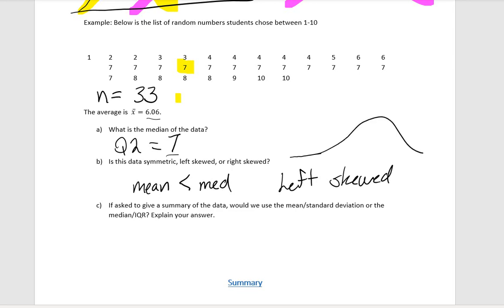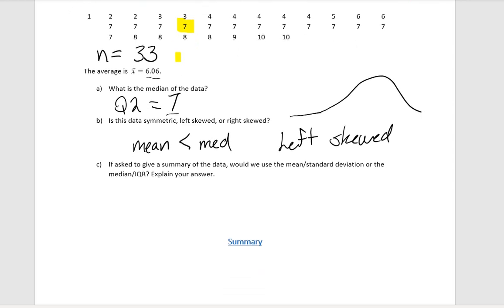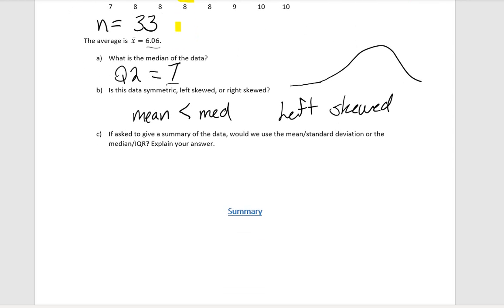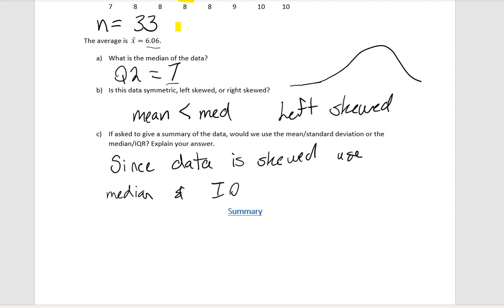Okay, great. Now, if we were asked to give a summary of the data, which would we use, the mean and the standard deviation, or the median and the IQR? Well, since the data is skewed, we would use the median and IQR.